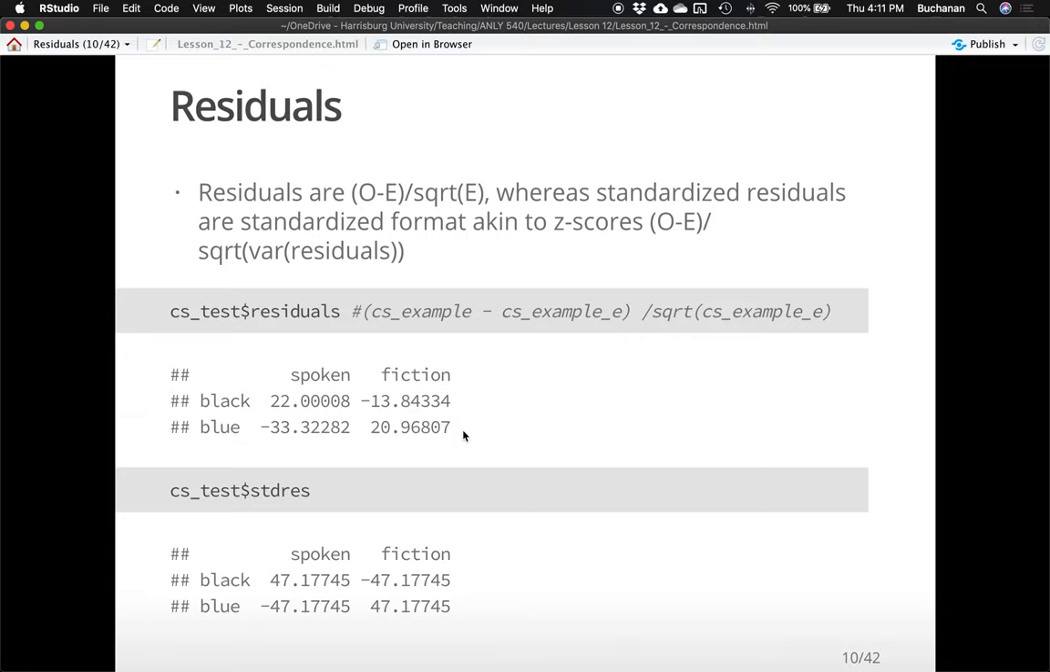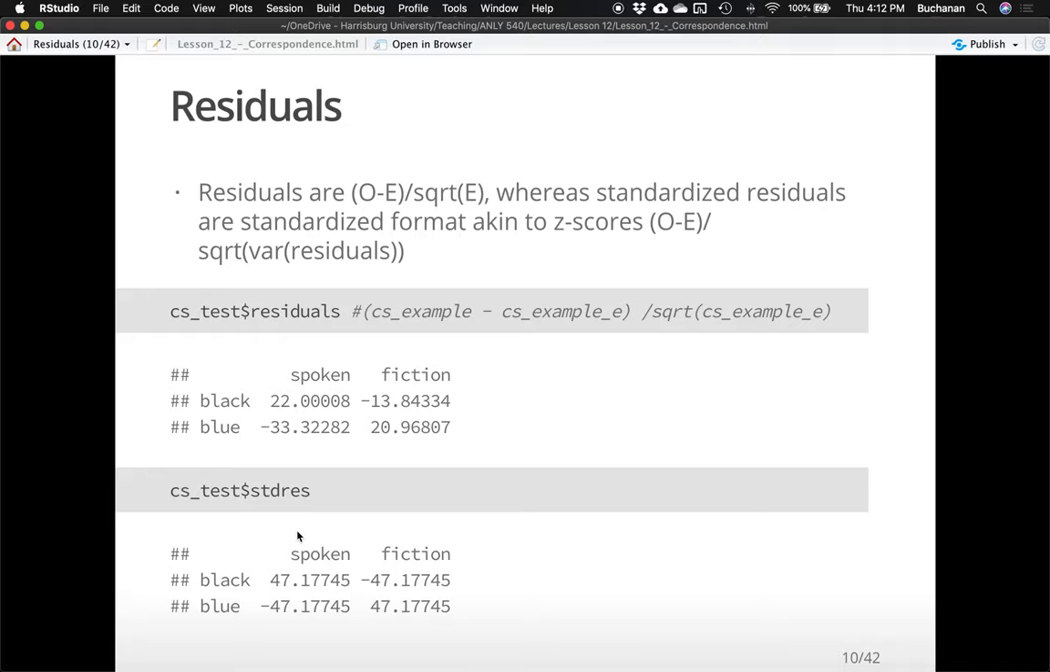So here are the regular residuals. I don't see too many people interpreting these because they're not the easiest thing to understand. Standardized residuals are z-scores. And this is our one kind of weird moment. Chi-squares that are 2x2s most often will create this sort of standardized pattern because of the way this is calculated, where if one side's higher, the only other place for it to go would be the other side to be lower. They can't both be higher. And you tend to get this sort of pattern where one's the opposite of the other. And they're very large. So these are very big differences, where black in the spoken register is more often than we would expect, but fiction is less often than we would expect, given the pattern of data for blue as well. And blue shows the opposite pattern.